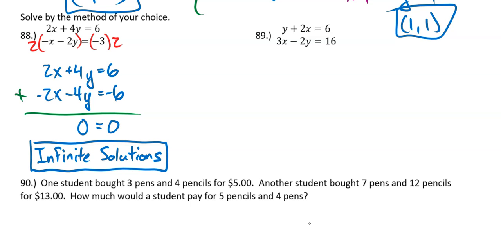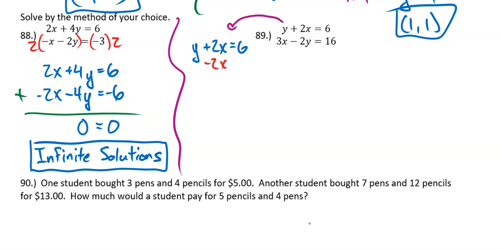If I look at the next one, I would probably use substitution, only because nothing's lined up. I don't know how easy it's going to be to get the things to cancel out. So I might take this first one and say, hey, you know what? Let's rearrange this. Let's solve this guy for y by subtracting that 2x from each side. I have a variable that's almost by itself. It's really easy to get by itself, so I'm going to go substitution.